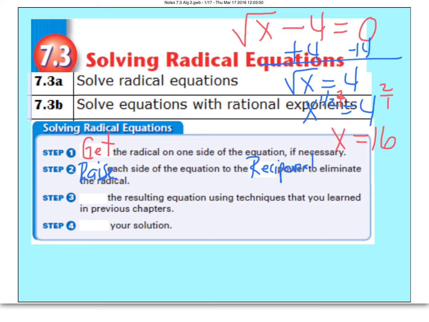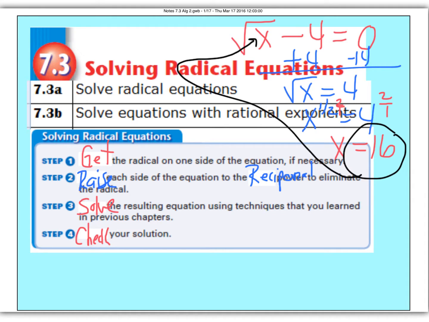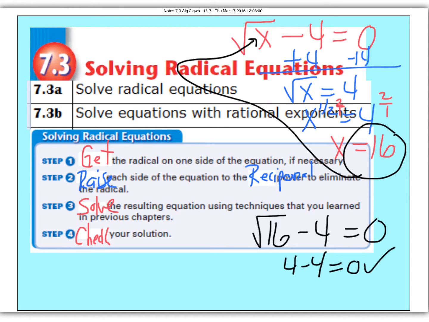And then in step 3, you're going to solve the resulting equation using techniques from previous chapters. And then the last step is going to be check your solution. So we did step 3 by doing 4 squared, which is 16. Now let's just check the answer. I'm going to put 16 back into the equation for x, so that would be the square root of 16 minus 4. Does that equal 0? Square root of 16 is 4, minus 4 equals 0, so we are correct.